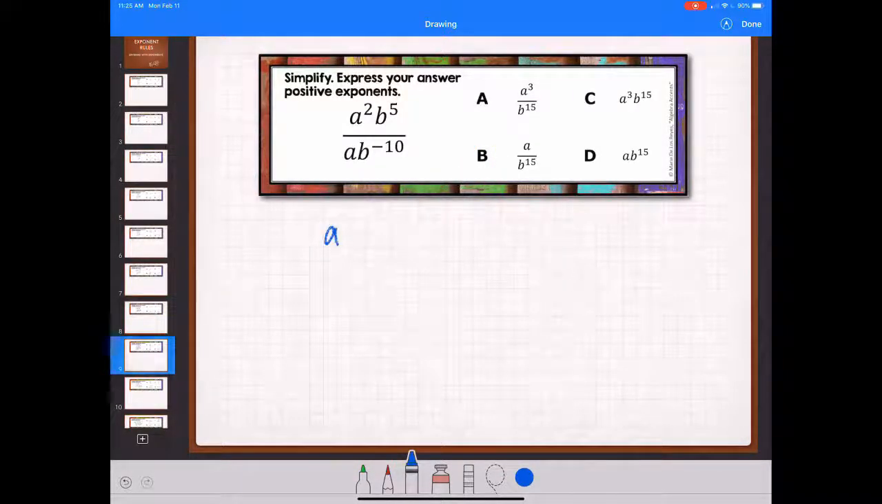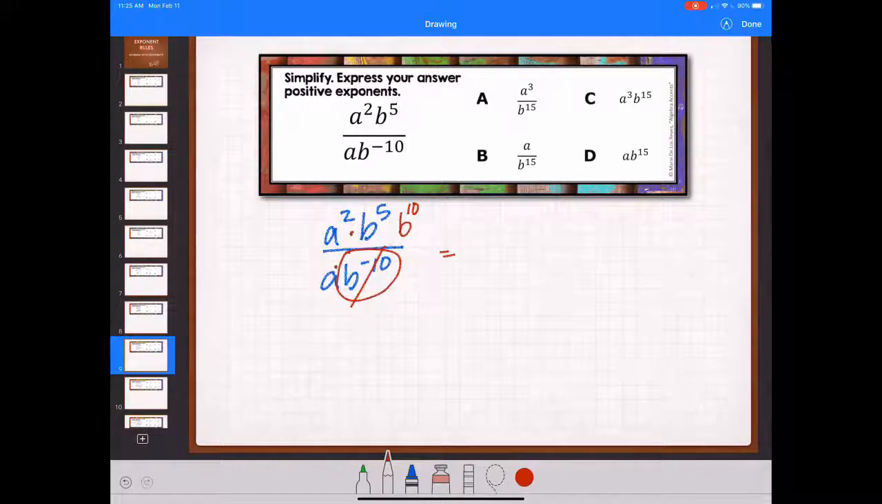All right, a squared b to the 5th over a b to the negative 10. First thing, these two variables are not stuck together, they're separated. So technically they're separated by a times sign, and if you want to put it there to make it easier to understand, you can. We want to take the b to the negative 10th, and we want to switch the sides because it was a negative exponent. So now it's going to go to the numerator, and it'll be b to the positive 10.